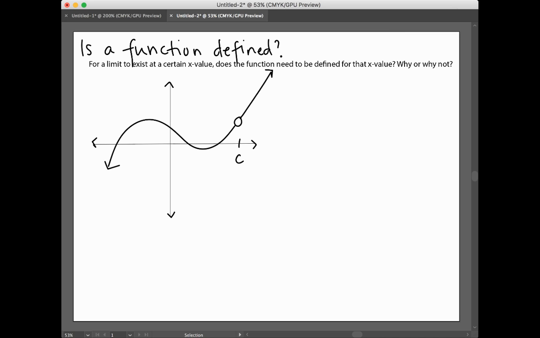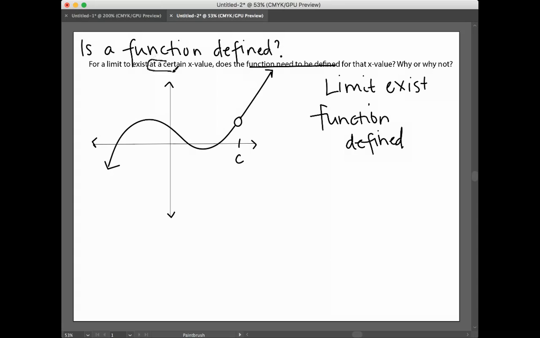Okay, there were some requests for a video on your reflection from the last class. So for a limit to exist, we'll talk about what it means for a limit to exist. Does the function need to be defined? We'll talk about what it means for a function to be defined. Now, for both of these things, it's really important that we're saying at a certain x value.